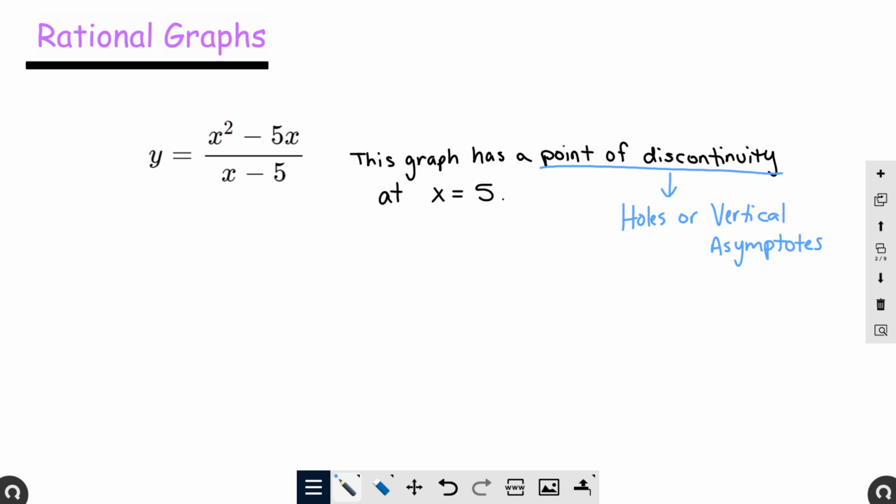Now, this particular graph that we just graphed on our calculator didn't have any vertical asymptotes, but it had a hole. It had a gap. And so both of those are called our discontinuity points.